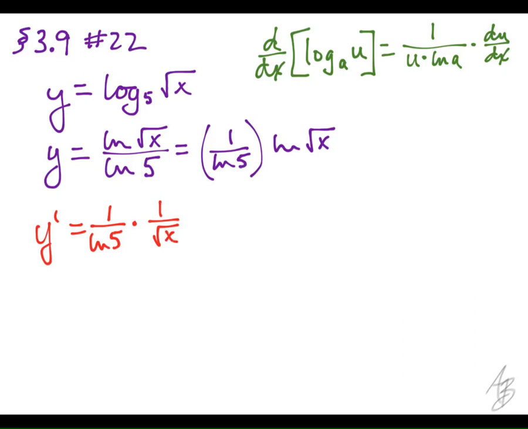And then the chain rule says we have to multiply by the baby. The baby function is the square root of x here. And what's the derivative of the square root of x?